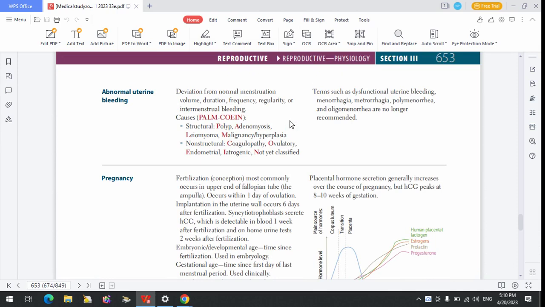So with uterine bleeding, they've discarded some terminologies that we used to know: menorrhagia, metrorrhagia, polymenorrhea, all of them have been discarded. The way they define abnormal uterine bleeding now is any bleeding or deviation from normal menstruation in terms of volume, duration, frequency, and regularity. So if the normal volume of menses should be 50 mils, and someone is bleeding as much as 100 mils or is seeing clots, you can say that is abnormal uterine bleeding.